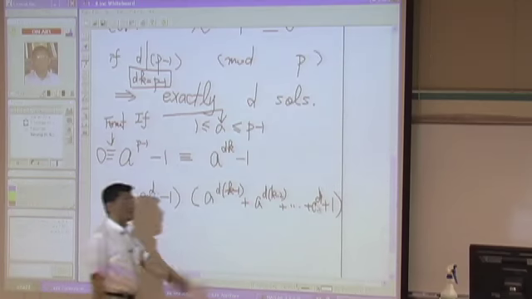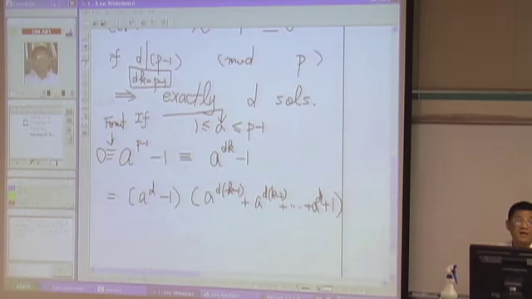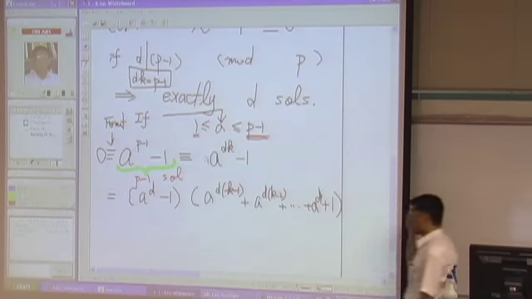So take a look. For this equation, I will count the solutions with you. How many solutions can you count between these for this equation? How many? P minus 1 solutions, right? This equation has P minus 1 solutions.